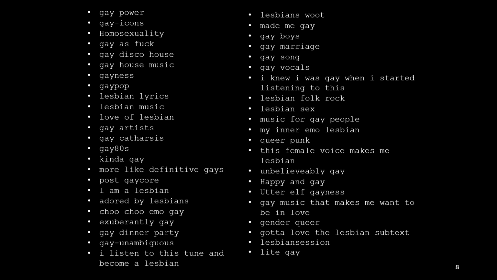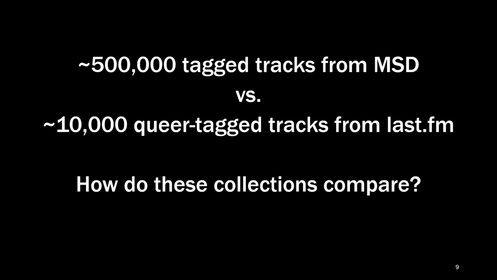Here's another page of the next couple most common gay tags. Pause it and look through. Read them out loud if you want to yourself. Read out loud, "I listened to this tune and became a lesbian." Shoutouts to lesbians.